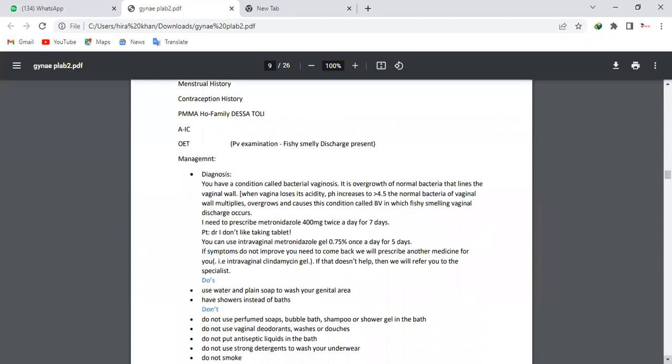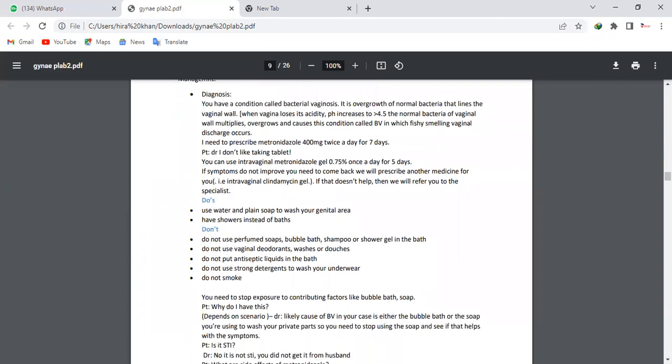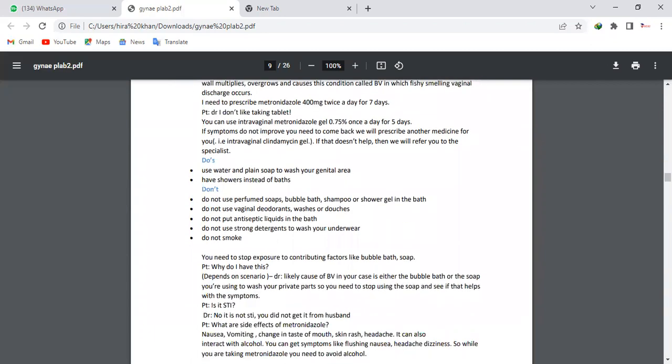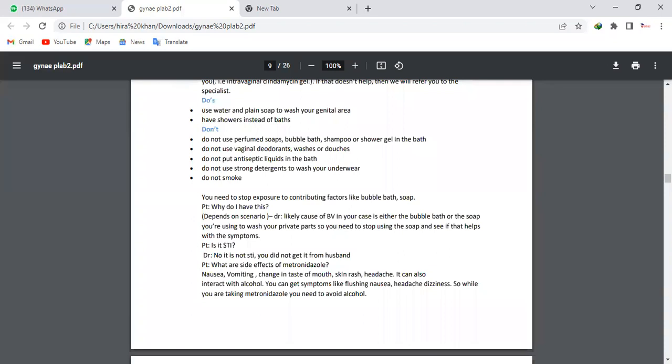Other than this antibiotic, you should not use bubble bath and should avoid fancy items for vaginal wash. Is it okay for you? Yes, doctor. Did I get it from my husband, doctor? No, as I have told you, this is not a sexually transmitted disease, so you should not be worried about this. Is there anything you want to ask or add? No, that's it. Thank you.